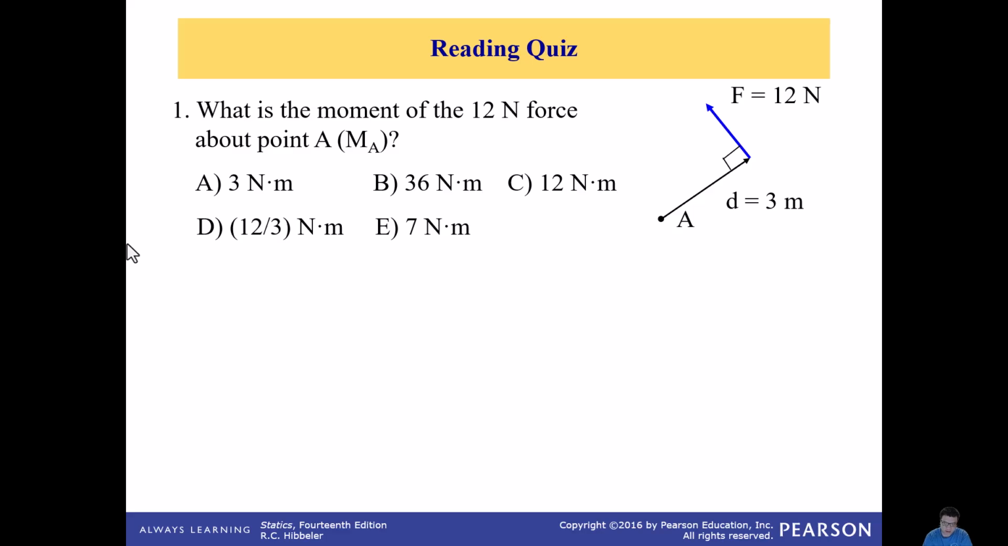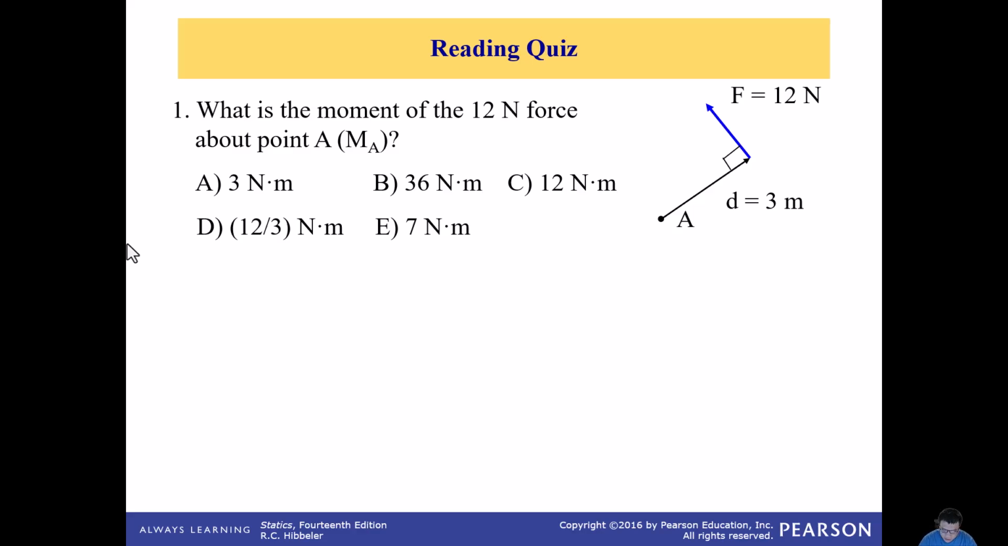So the moment will be the distance, to be more specific, the perpendicular distance between the point and the action line of the force. So the distance from the force F to the point A is 3 meters, times the force magnitude. So the answer will be 3 times 12, which is 36 Newton meter. The answer should be B.